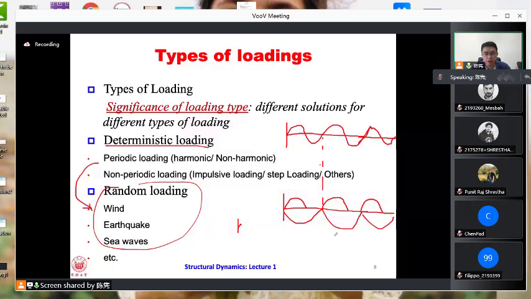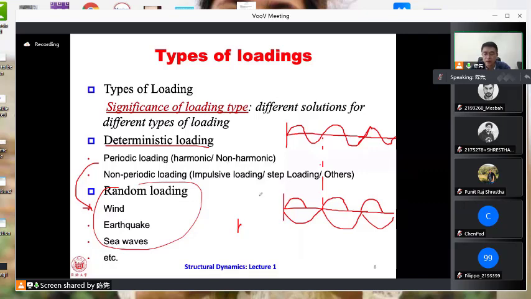This is a periodic loading, but not a harmonic one. Harmonic only means it's a sine or cosine function, which is very, very important. Later you will know. The harmonic loading is very important, and based on that, we can deal with the non-harmonic.